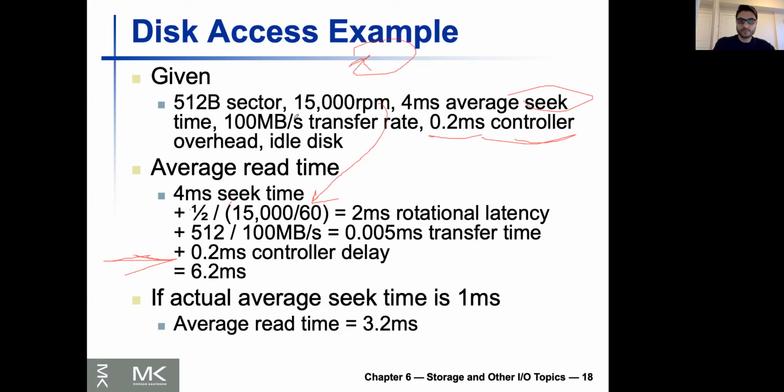So you add all three together, and you're going to have something around 6 milliseconds of read time on average. If the actual average seek time is about 1 millisecond, the average read time would have been 3.2 milliseconds instead.